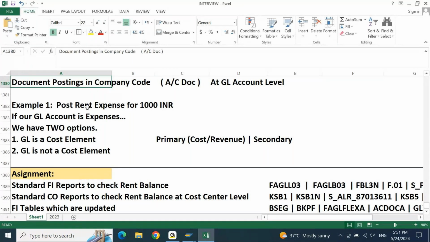In order to record this rent expense in the rent GL account, we have seen different approaches. Straight away when you try to create it, what kind of errors are we getting? Controlling area is not activated. Number ranges are missing, or different kinds of errors. Profit center not assigned, profit center accounting is not maintained, cost center master is not available. These are the prerequisites before you post a CO document. We have seen practically how the system is behaving, what is a cost element. All these parameters were covered in yesterday's session.